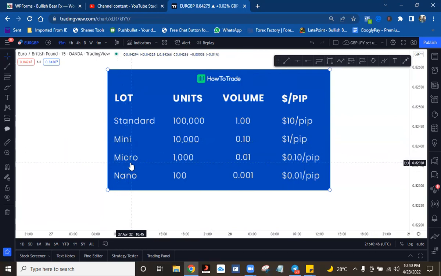If you use a micro lot size, which is equivalent to 1,000 units, that is 0.01 lot size, and that is 10 cents per pip. Meaning if price goes for you or against you by 1 pip, you're risking 10 cents or you're making 10 cents.